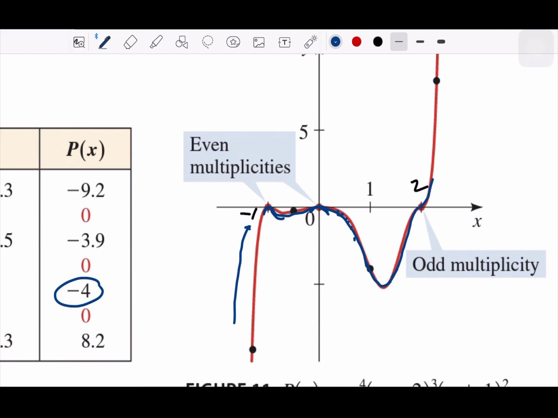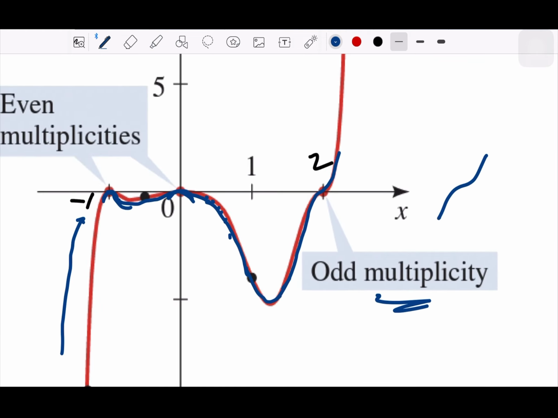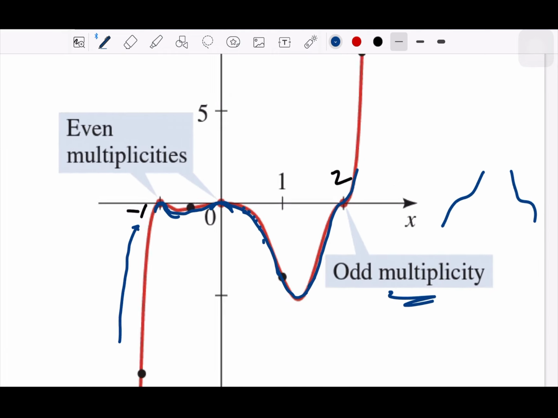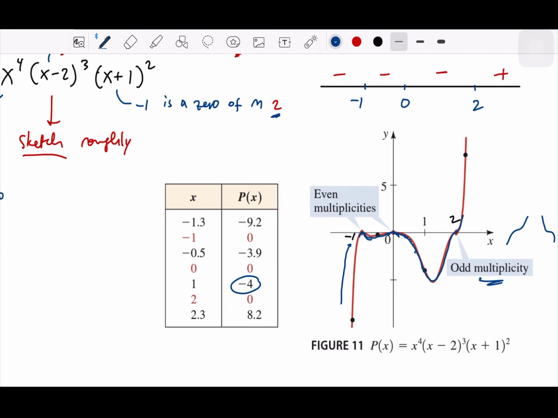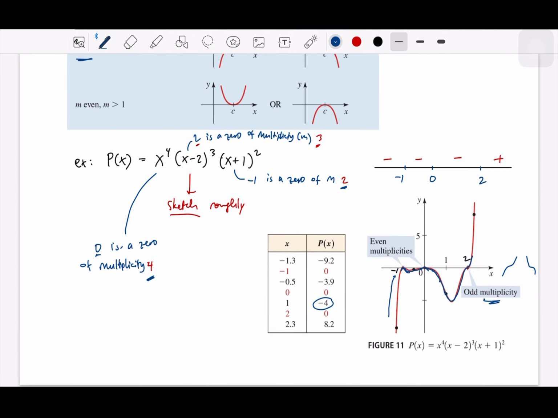For odd multiplicity, the direction depends on the whole function, so it could be like this or like this. This is another thing you need to keep in mind: how the multiplicity affects the graph near the zeros. I hope you understand the point. So that's the multiplicity.